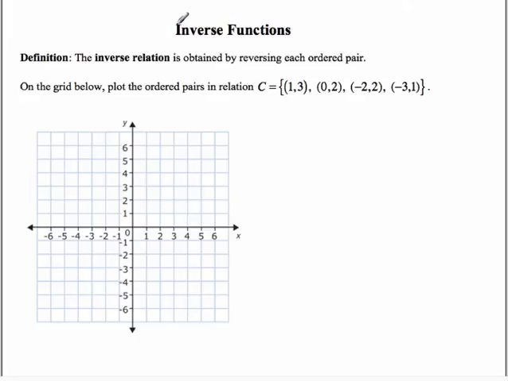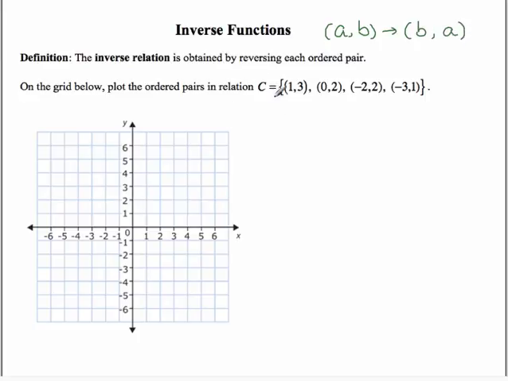Okay, let's talk more about inverse functions. An inverse relation is obtained by reversing each ordered pair. So in class we talked about if there is a coordinate (a, b), then the inverse relation of that will be (b, a).